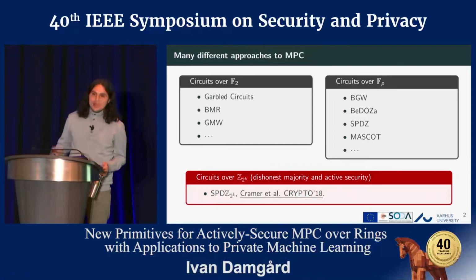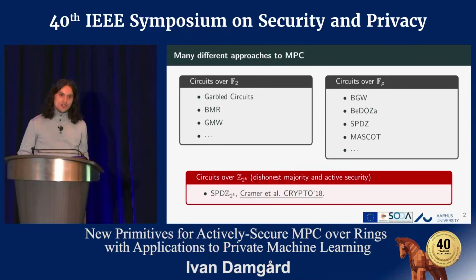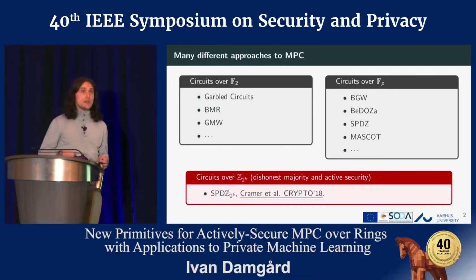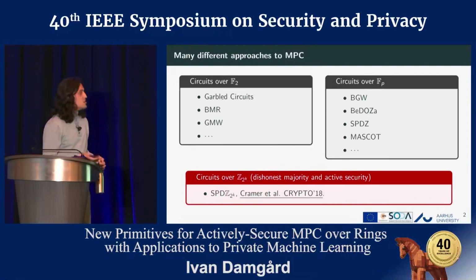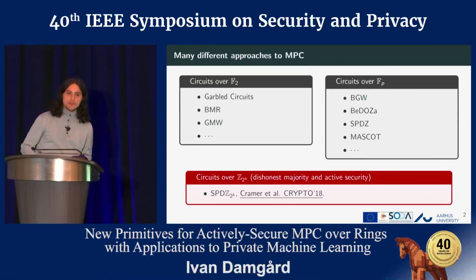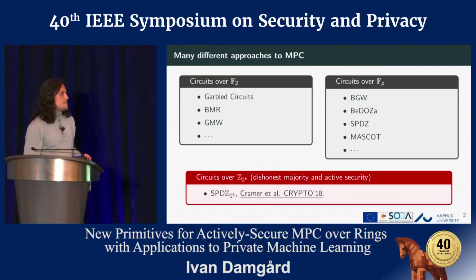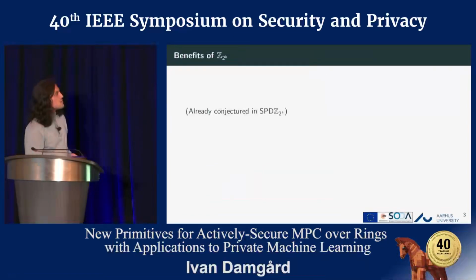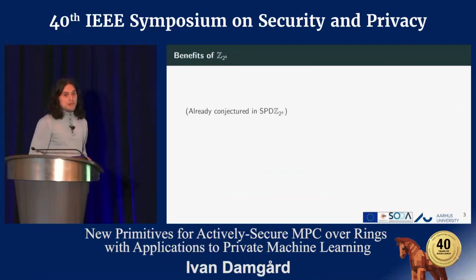Now, why is there only one when there are so many in the other setting? Well, the ring is actually quite a complex structure. A field is a ring, but not every ring is a field. It's because rings may have elements that are not invertible, for example, and there are a lot of weird things going on, and that complicates the design of protocols. And if it's so hard, then why would you actually want to compute on them? Well, there should be some benefits to computing over these rings.